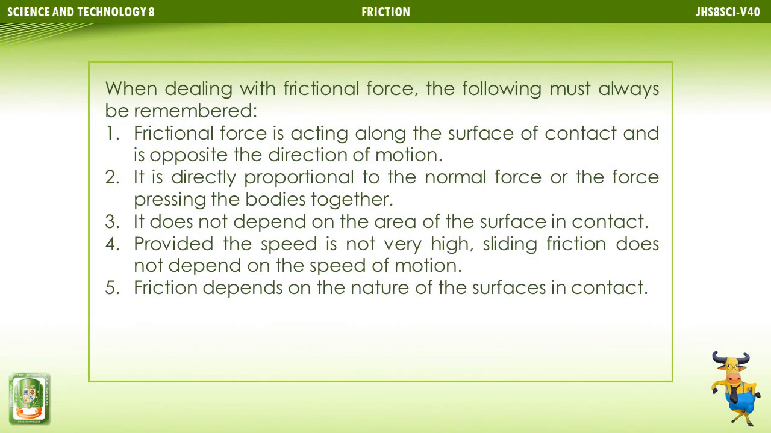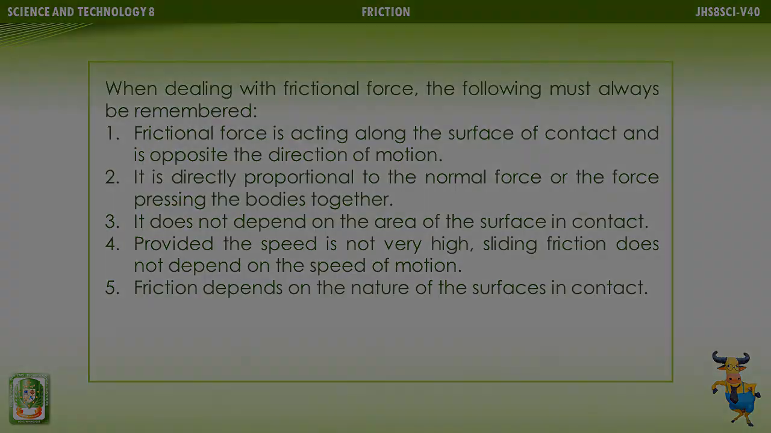When dealing with frictional force, the following must always be remembered. 1. Frictional force is acting along the surface of contact, and is opposite the direction of motion. 2. It is directly proportional to the normal force or the force pressing the bodies together. 3. It does not depend on the area of the surface in contact. 4. Provided the speed is not very high, sliding friction does not depend on the speed of motion. 5. Friction depends on the nature of the surfaces in contact.